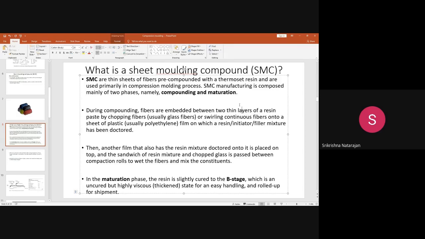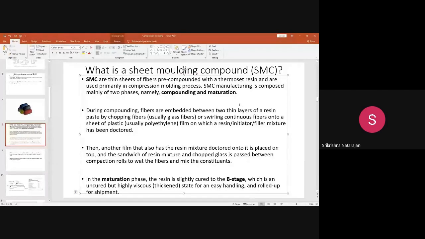The fibers are embedded in between the two thin layers of the resin paste. Between the two thin layers of the resin paste, the fibers are embedded. That is one way of making this SMC. Another way is you can just swirl, you can just rotate the continuous fibers onto the sheet of plastic film on which you are applying the resin. Okay, so that is possible.